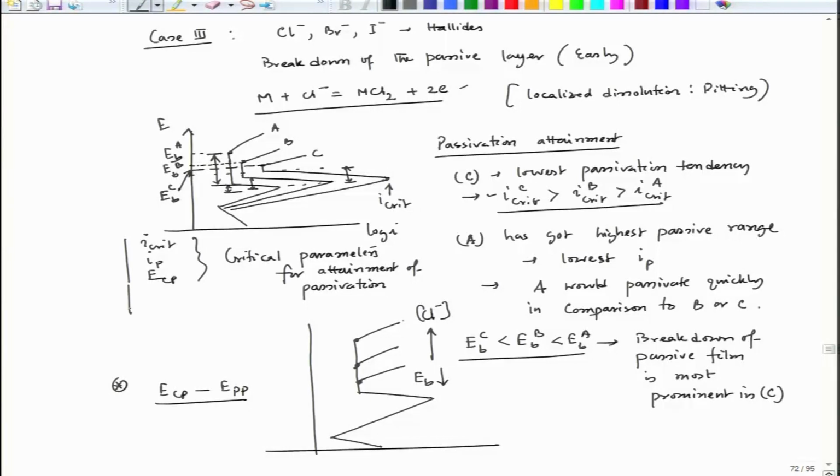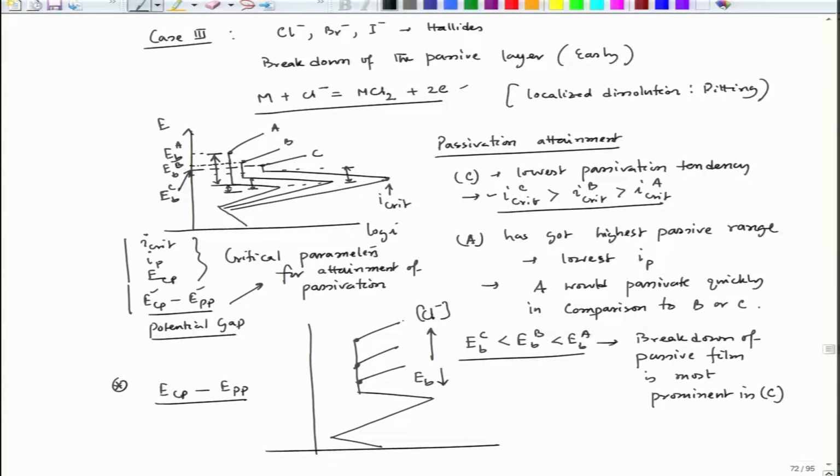So, now this gap is also another important factor, which is ECP minus EPP. So, this potential gap, this is also a critical parameter. Now, when we combine passivation with the mixed potential theory, we would realize the importance of this ECP and this EPP, this gap.